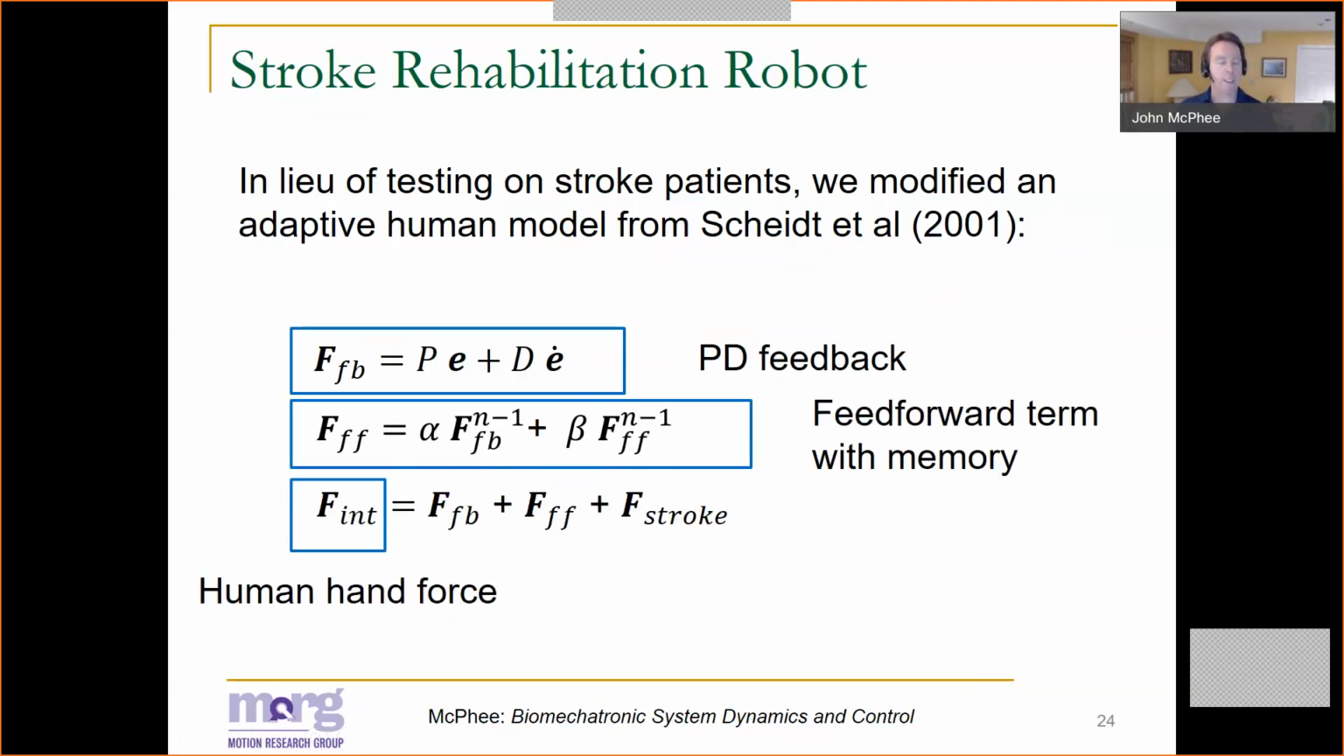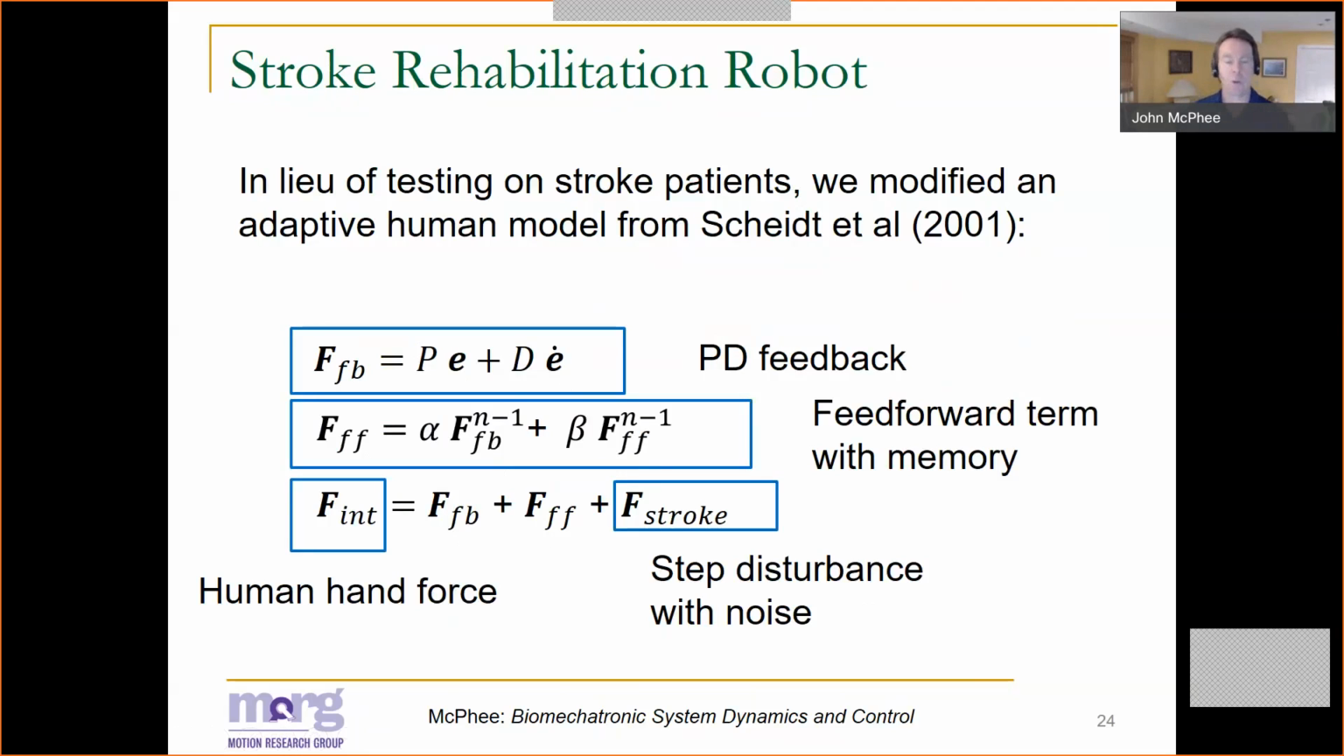And then the total assistive force that we apply to the human hand by the robot consists of the sum of those 2 terms, feedback and feed forward. Plus, we've added a disturbance term to account for tremors and other disturbances associated with stroke patients.